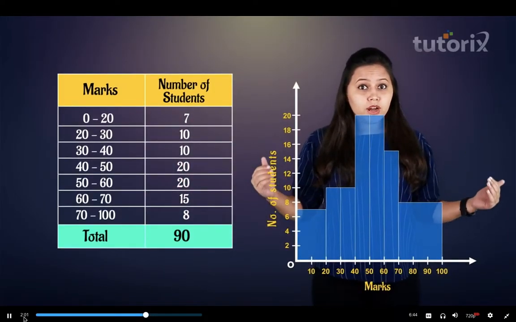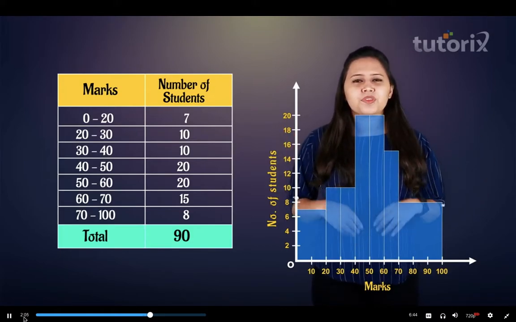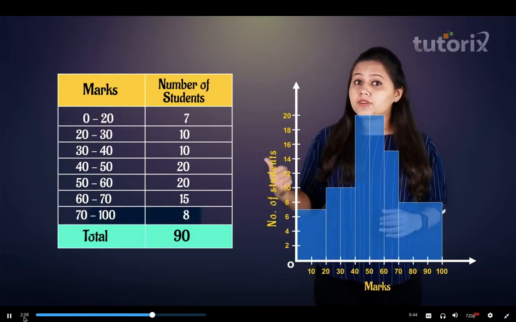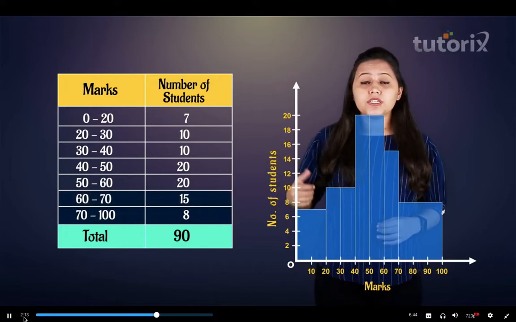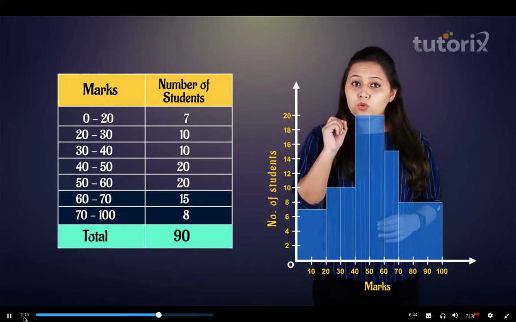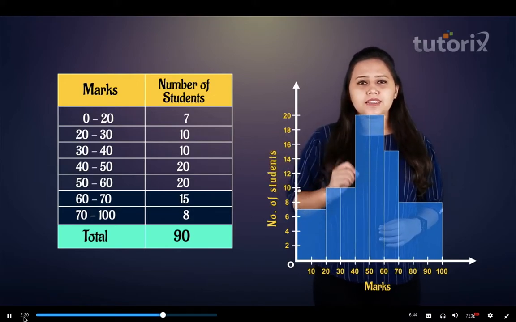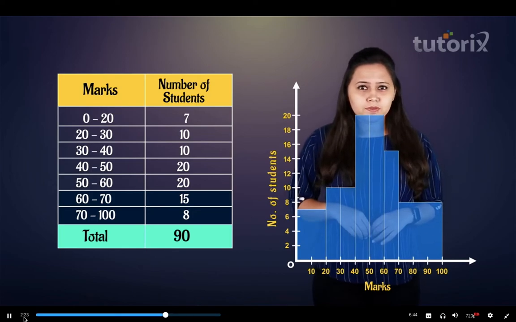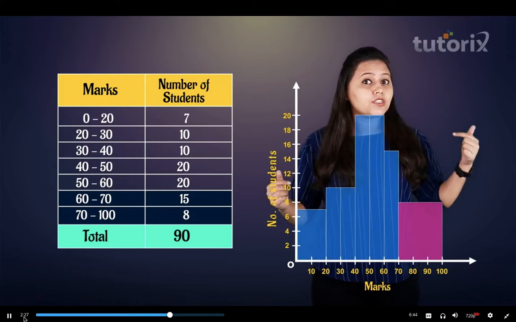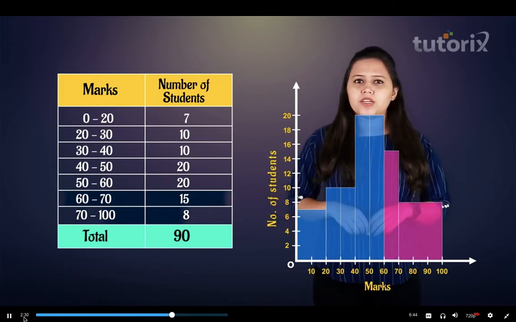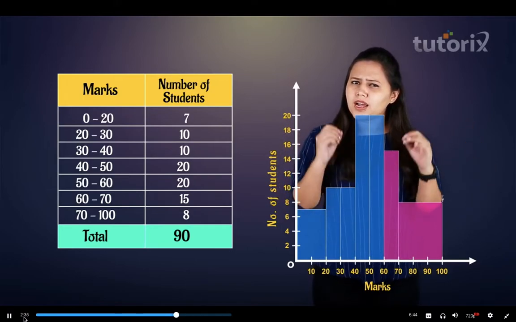Now, look at this histogram carefully. Do you think that it correctly represents the data? For instance, the class interval 70 to 100 has frequency 8 and the class interval 60 to 70 has frequency 15, which means the class interval 70 to 100 has less frequency than the class interval 60 to 70, right? But the histogram shows a greater frequency in the interval 70 to 100 than in 60 to 70. So it is clear that the histogram is not representing the data correctly.